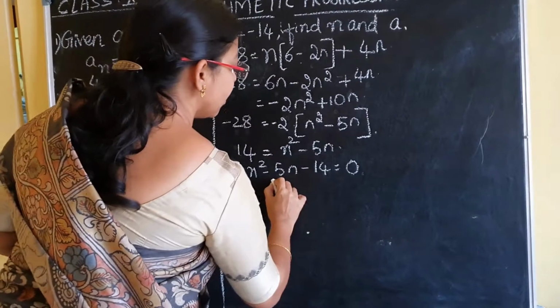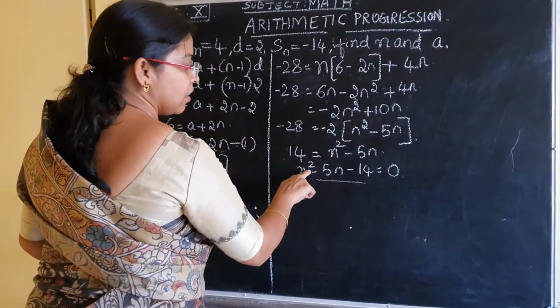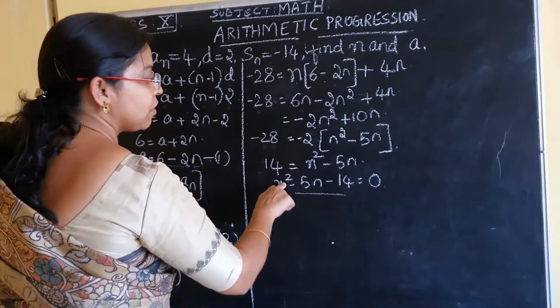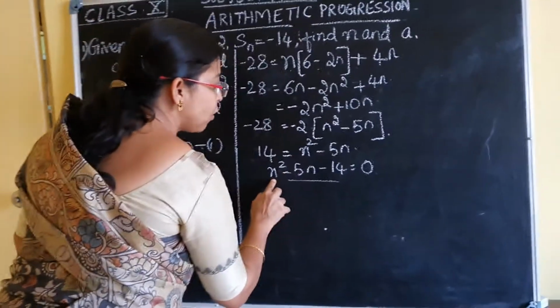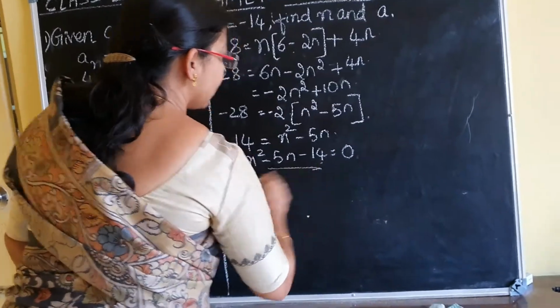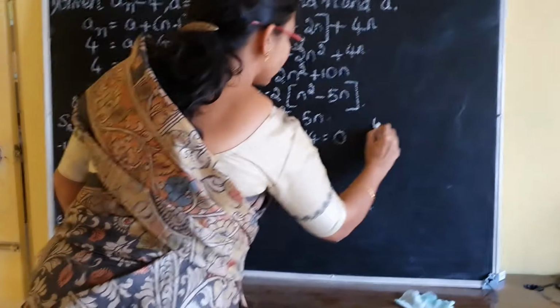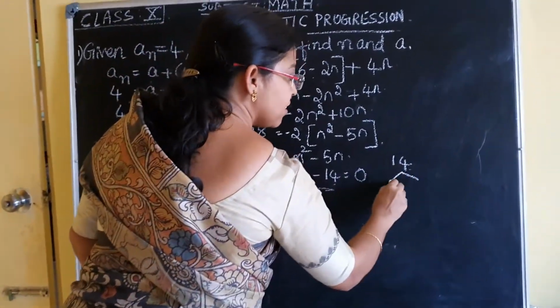This is a quadratic equation in the variable n. You can see the degree, the order of this equation is 2. So therefore it is a quadratic equation. We need to solve for the value of n using the factorization method. Here we have done this in the previous classes, right? So take 14. We need to select two numbers. Factorization, that's how we do, right?